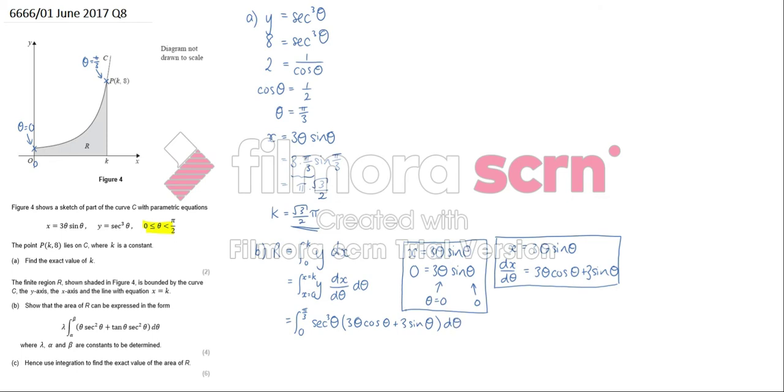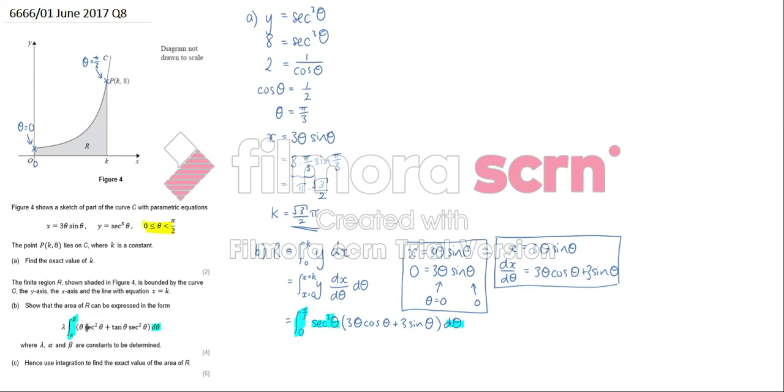Now this is a good time to pause and see what's looking similar between what I've written and what I'm trying to get to. So when I do show-that questions, I like to get a certain distance through and then start to have a think about what's matching. What's good news is that I've got my d theta at the end here. I have an integral with limits, which was one of the things that I was going to need to find. I've got a sec cubed theta.